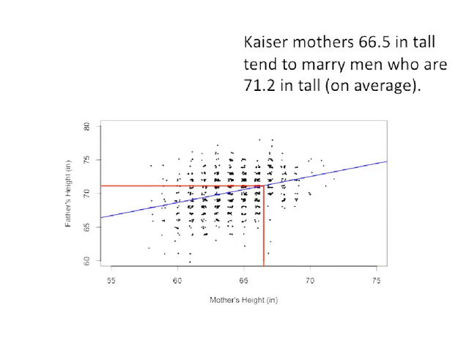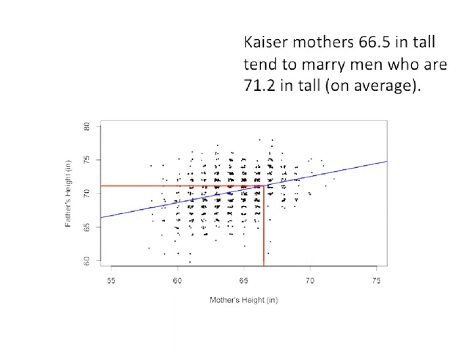For the mothers who are 66.5 inches tall, the fathers on average, not all of them, right? There's a lot of variation here, especially because our correlation coefficient is not really large. On average they're about 71.2 inches tall.